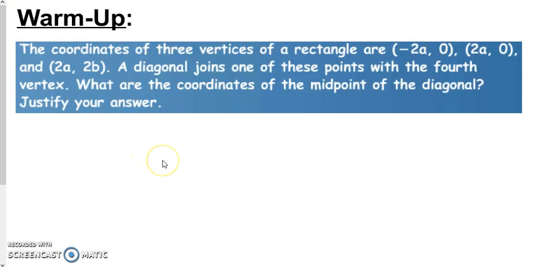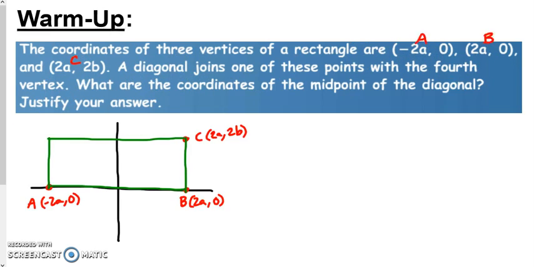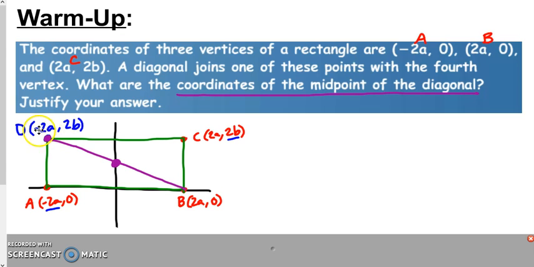The warm-up that you completed is in front of you right now. It's talking about a rectangle with these vertices. So the picture should look something like this. I labeled them A, B, and C just so that I can refer to them in my work. Now, knowing that point A is 2A to the left and that point C is 2B up, and knowing that this is a rectangle, we can figure out what D is. We know that point D would be negative 2A, comma 2B.